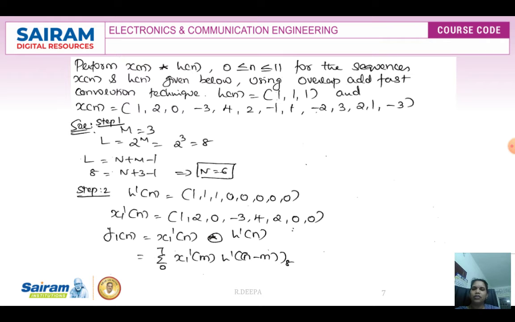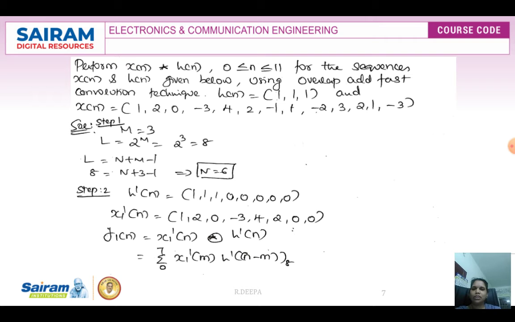So next you need to frame x1 dash of n. So x1 dash of n is obtained from x1 of n plus 0 padding. Okay. So x1 of n is nothing but from x of n we'll take the first 6 samples. How this 6 is taken is, since N is equal to 6, we'll take down the first 6 samples and then we'll add 2 zeros at the end so that the entire length becomes 8. So I have taken x1 dash of n as 1 2 0 minus 3 4 2, 6 samples, then additionally 2 zeros at the end.